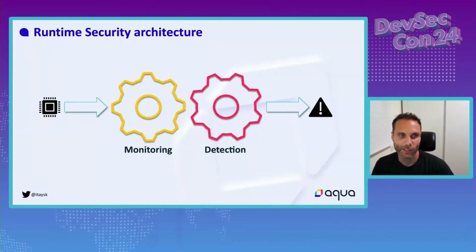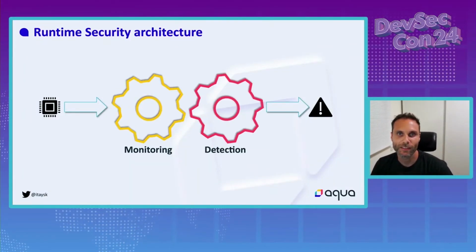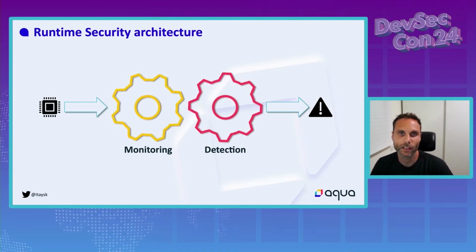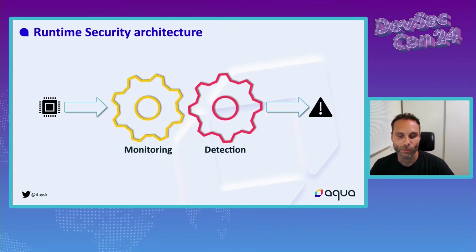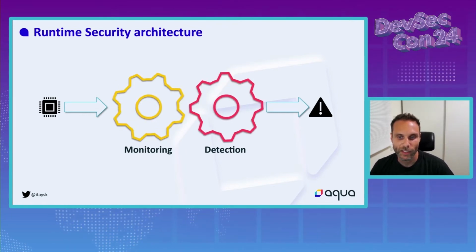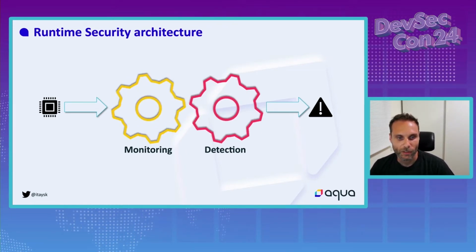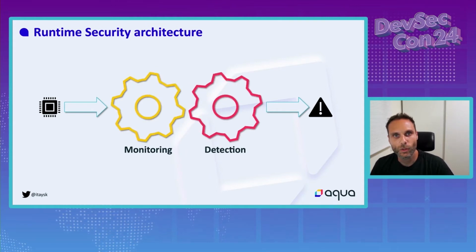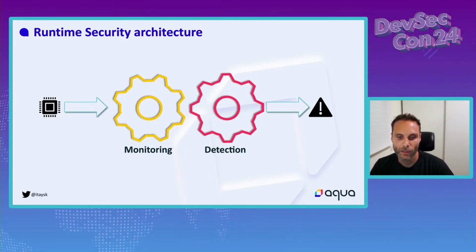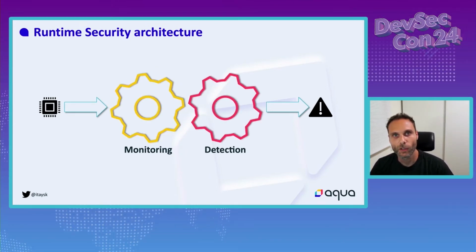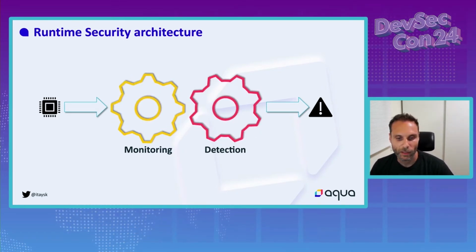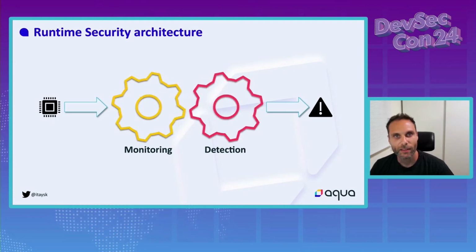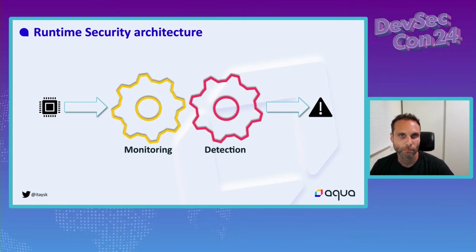Okay, so let's discuss runtime security architectures in general, even regardless of Tracee. Pretty much every runtime security solution will have the following architecture, where there are two components basically at play here. One is the monitoring part. This is the part that deals with monitoring everything that happens on the operating system, right?